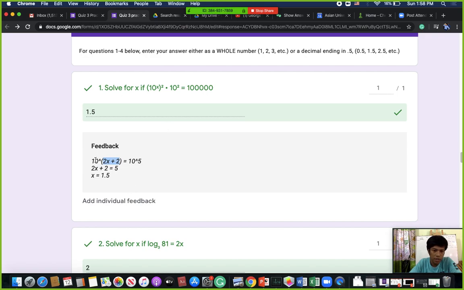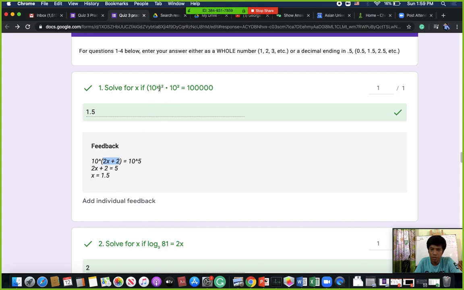Now from both sides, we can cancel out 10 and 10. And then we get twice x plus 2 equal to 5. Then 5 minus 2 equal to 3. Then 2x equal to 3, so x equal to 1.5. This is how we get the 1.5. Just some simple calculations.